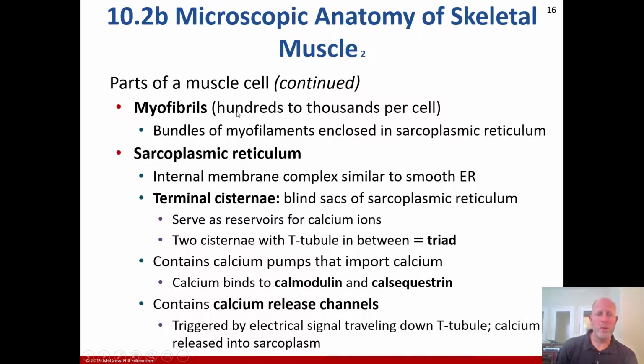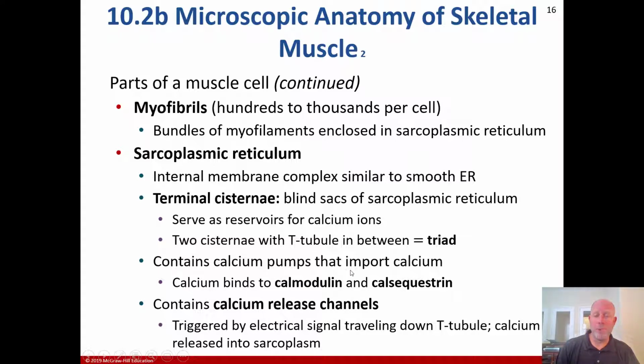Keep going with the parts of the muscle cell. Our myofibrils number hundreds to thousands per cell. Our bundles of myofilaments are enclosed in a sarcoplasmic reticulum. The sarcoplasmic reticulum has an internal membrane complex that's similar to the smooth endoplasmic reticulum. Terminal cisternae are blind sacs of sarcoplasmic reticulum. They serve as reservoirs for calcium ions. There are two cisternae with the T-tubule in between. That's known as a triad, because there are two cisternae and one T-tubule.